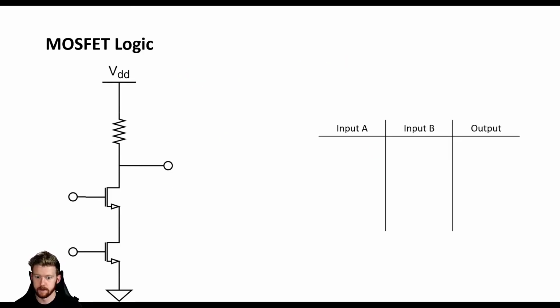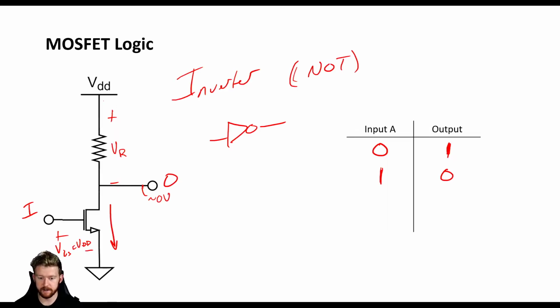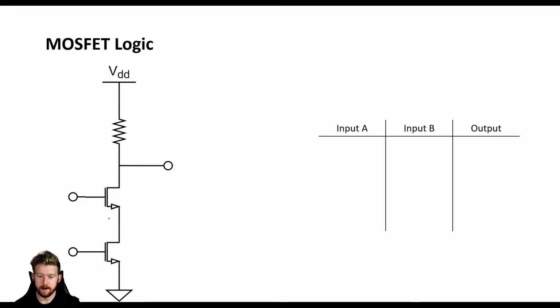Okay? So let's try something a little bit more complicated now. So before we just had a single MOSFET, and now we're going to have two of them cascaded, one on top of the other, okay? So we're going to have two inputs now and one single output. Okay, so this is our A, and this is our B.